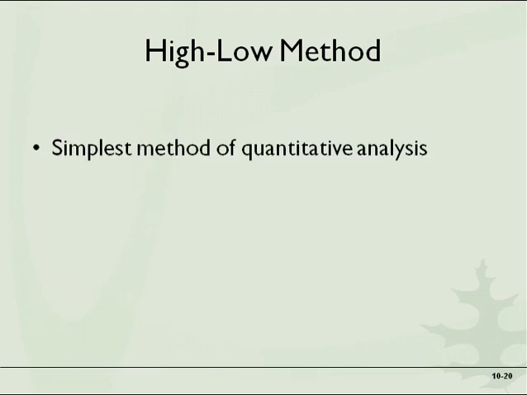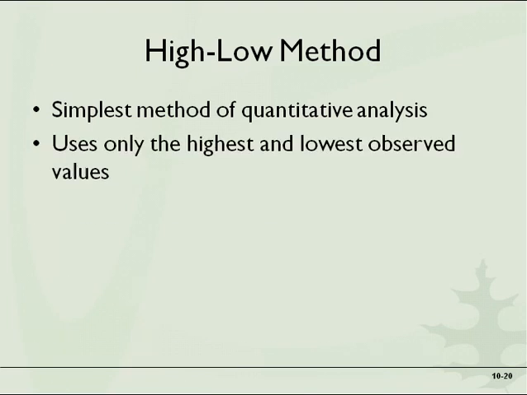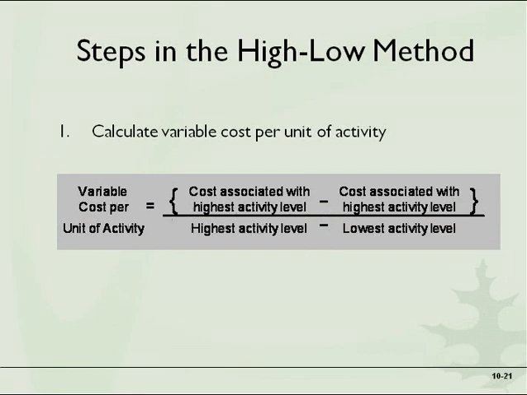Okay, let's cover the high-low method briefly. It's the simplest method of quantitative analysis. It certainly was more common long before we had desktop spreadsheets and cheap computing power. Okay, what we do is we use only the highest and the lowest observed values. So we would calculate a variable cost per unit of activity using only the high and low method. And here's how we would do it.